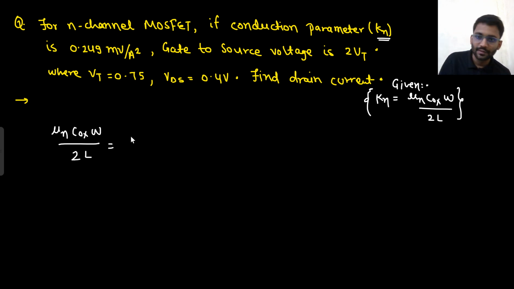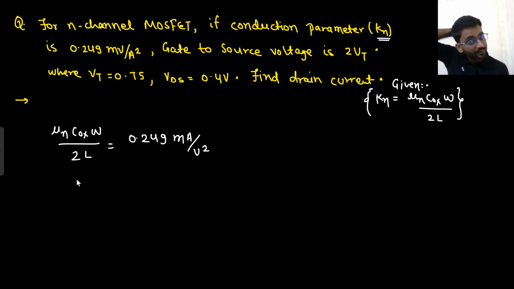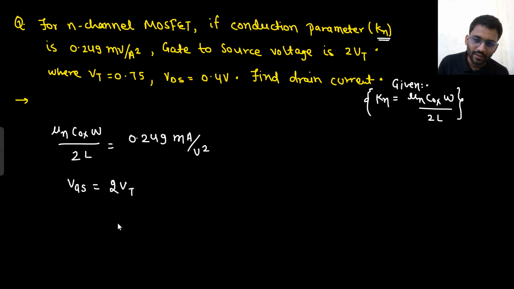That is 0.249 milliampere per volt square. The value of VGS is given as 2 VT. The value of VT is given as 0.75 volt, so basically VGS will be 1.5 volt. The value of VDS is given as 0.4 volt. You have to find the drain current.